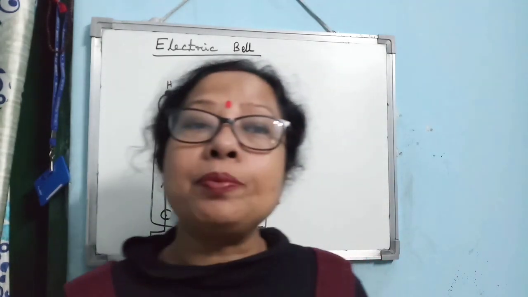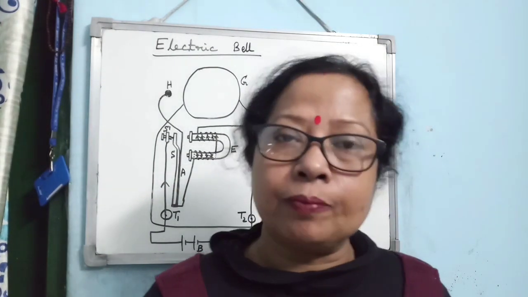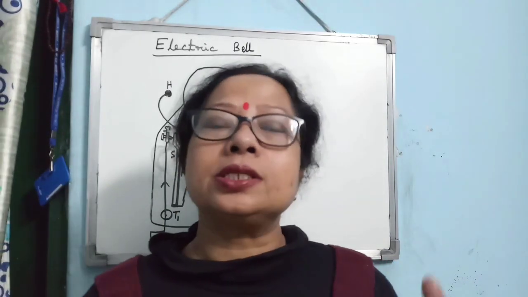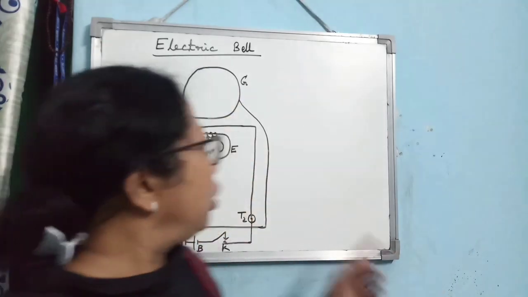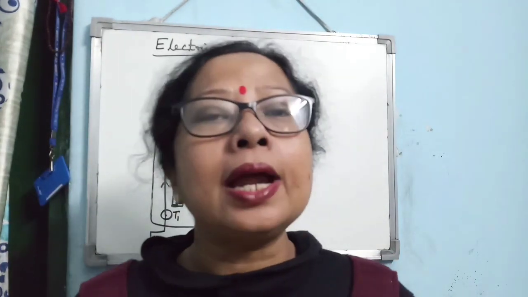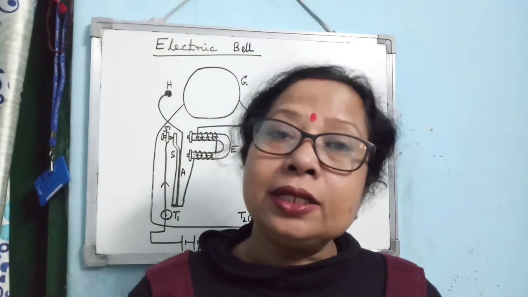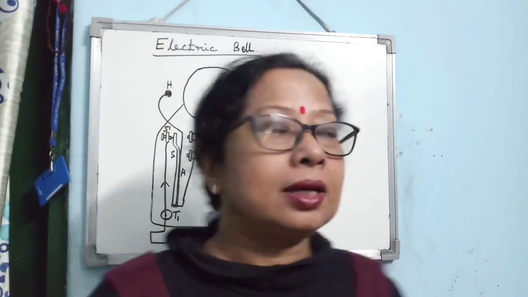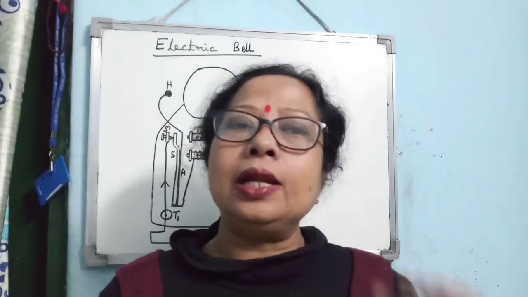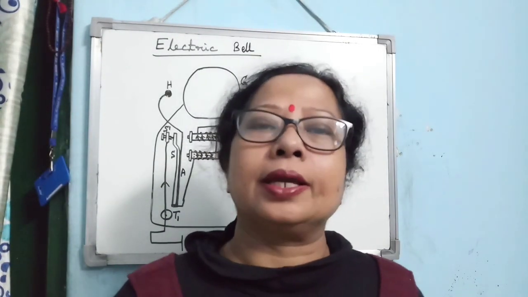Then second, you have to explain what the reason is. How to write the answer point-wise? If the AC source is used, then the polarity of the electromagnet will change at regular intervals, but it will still attract the armature. So the electric bell will continue its working.